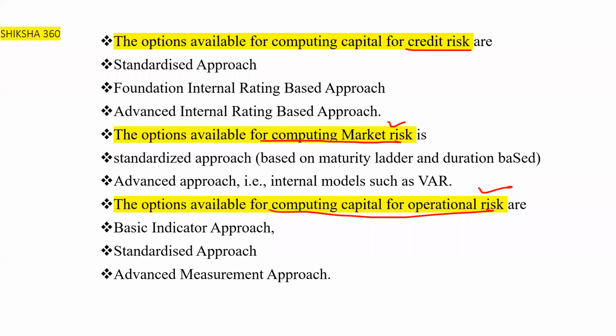Second one is the foundation internal rating based approach. Third one is the advanced internal rating based approach. So under credit risk, first of all, you have to remember that. Here is how you can remember: the options available for computing capital for credit risk, market risk, and operational risk.